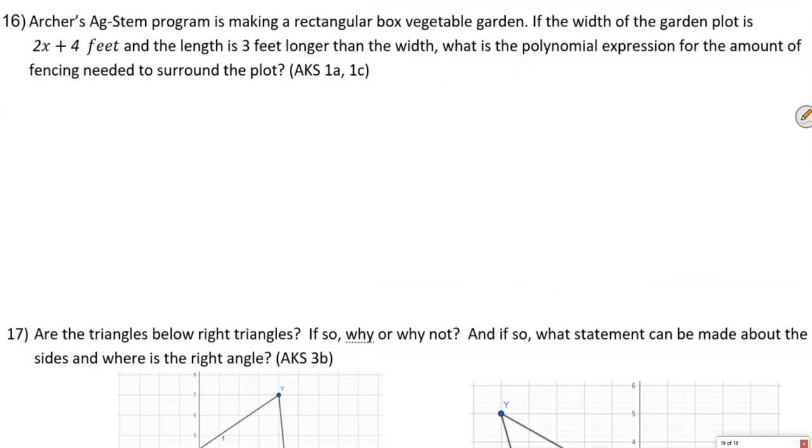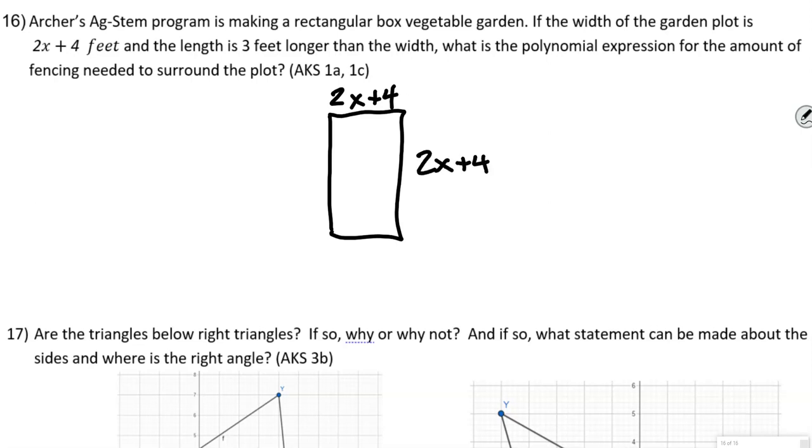The next one says Archer's Ag STEM program is making a rectangular vegetable garden. Rectangular vegetable garden, okay? So it says if the width of the garden plot is 2x plus 4, and the length of it is 3 feet longer than the width, so that would be 2x plus 4 plus 3, which means this is going to be 2x plus 7. What is the polynomial expression for the amount of fencing needed to surround the plot?